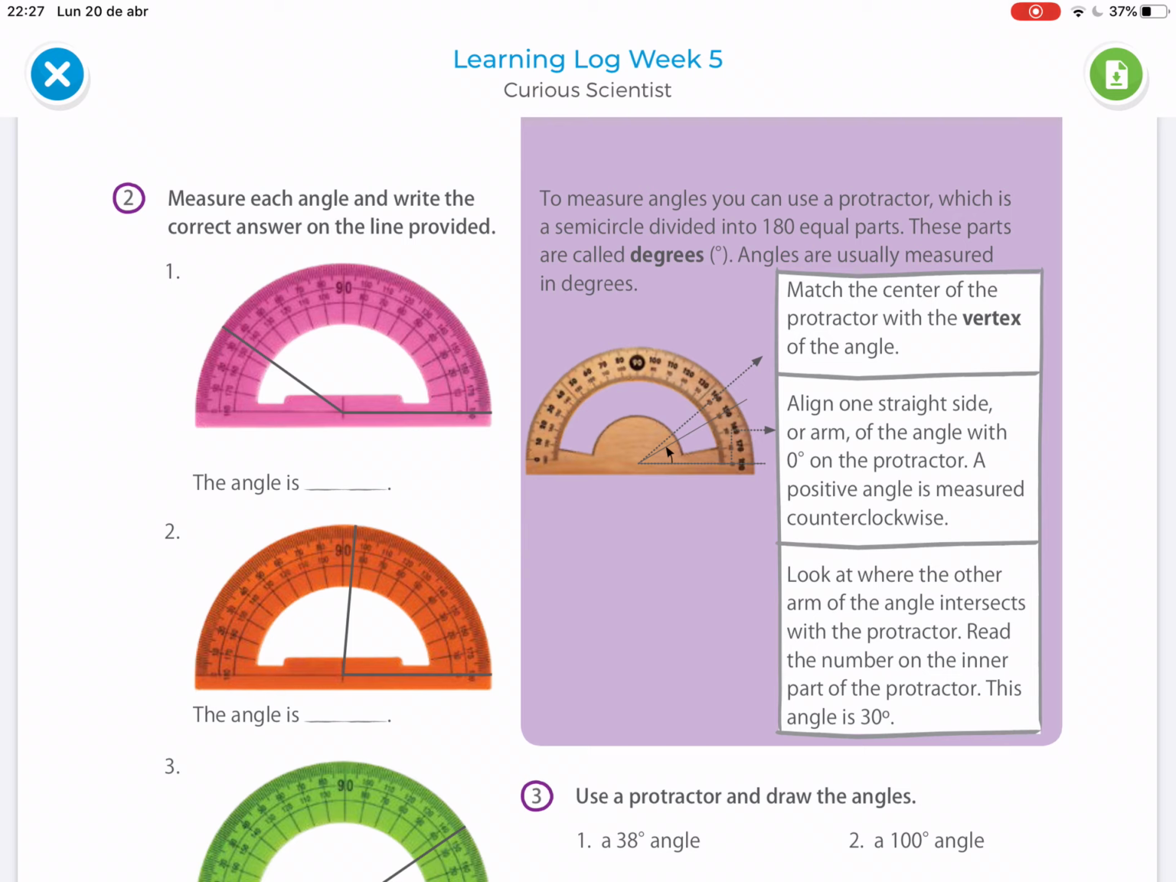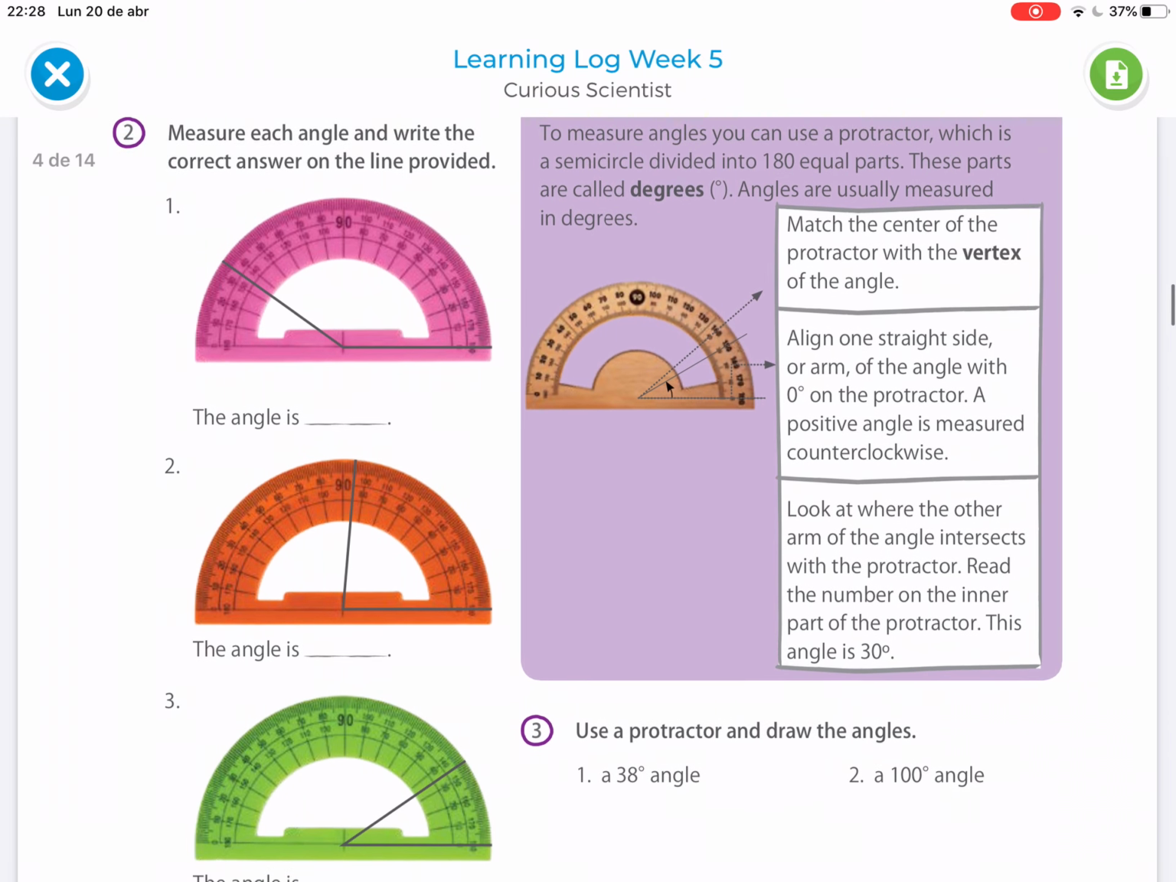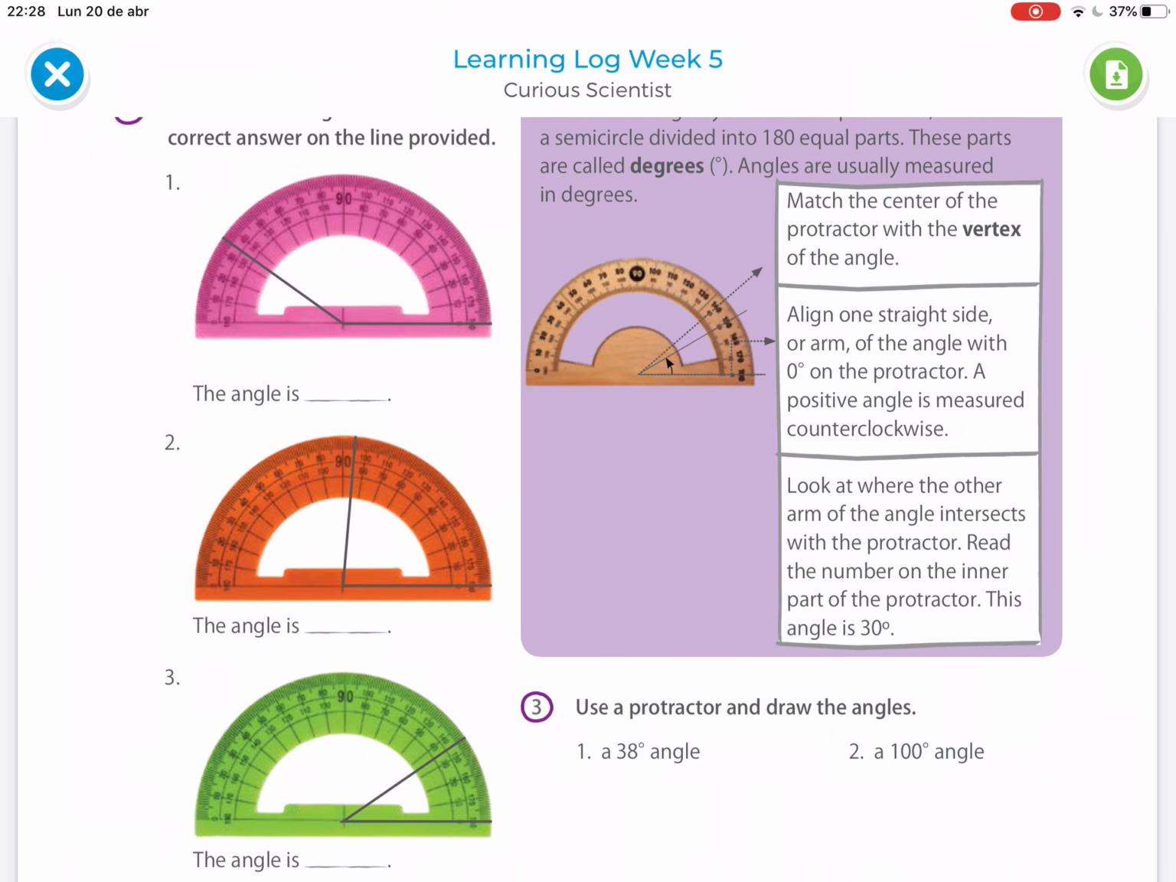So let's go ahead and get started with activity number 2. So it says measure each angle and write the correct answer on the line provided. So on the pink protractor, if we go ahead and look at it, it's between 140 and 150. So the answer for number 1 will be the angle is 145 degrees. Now on the orange protractor, it's between 80 and 90. So the answer will be the angle is 85 degrees.